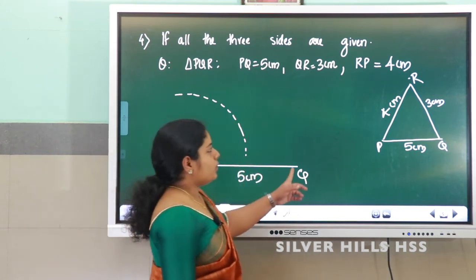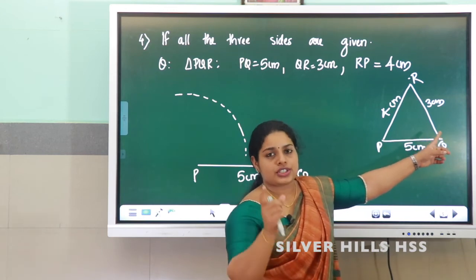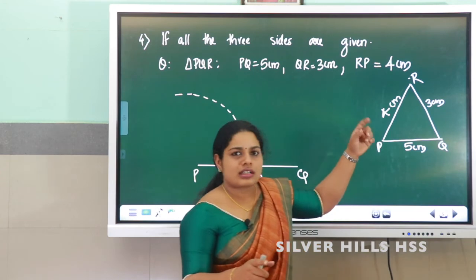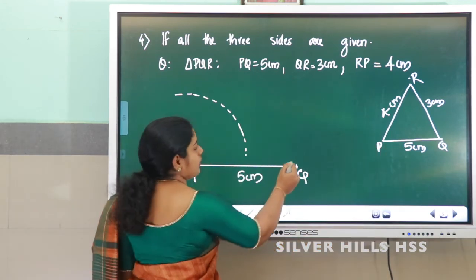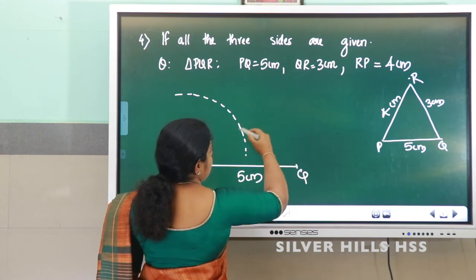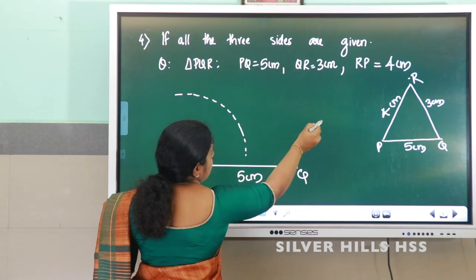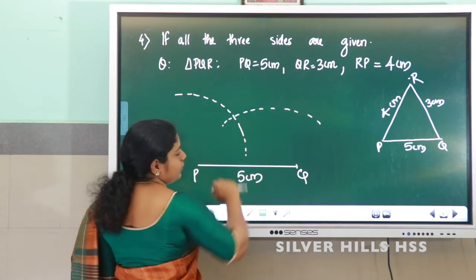Now from Q you can see that QR is 3 centimeter. So from Q we need to measure 3 centimeter in the compass and draw another circle or arc. Let this be the part of the circle, arc. Using compass you have to draw this.